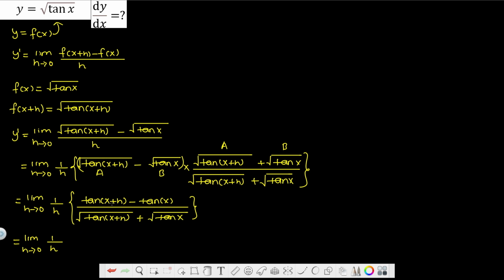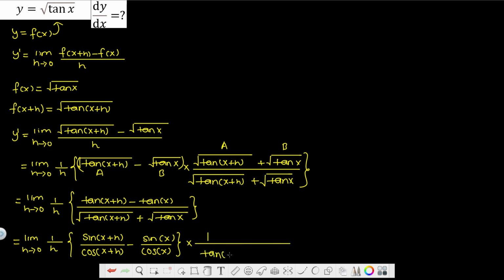So now what we can do is change this tan x plus h and tan x into cos and sine. So tan x plus h will be sine x plus h over cos x plus h, minus tan x, which will be sine x over cos x, times square root of tan x plus h plus the square root of tan x, equals limit h tends to 0 1 over h.